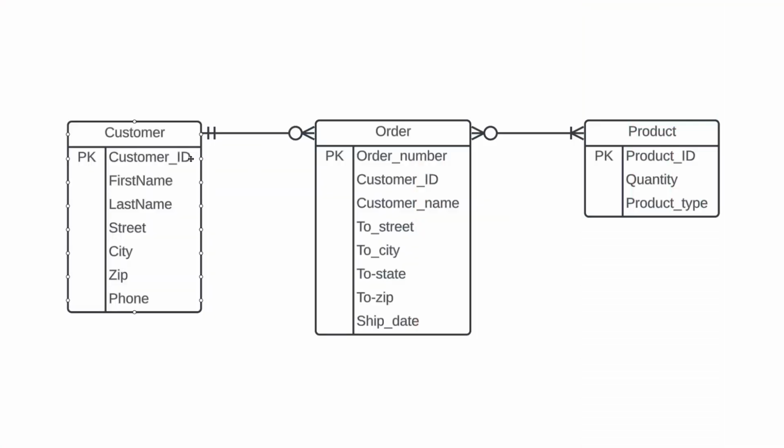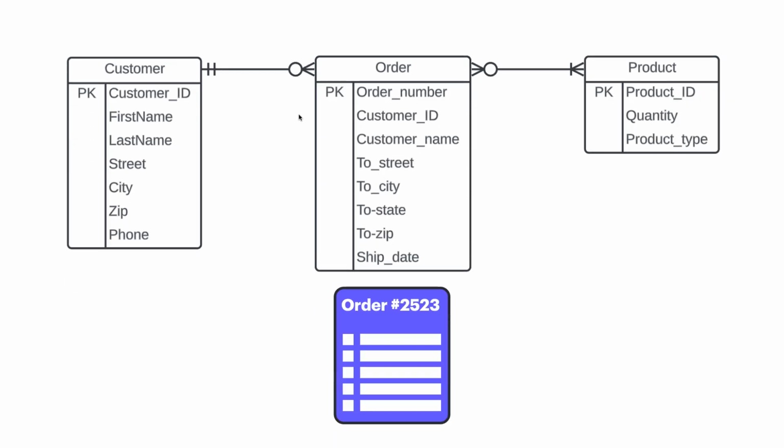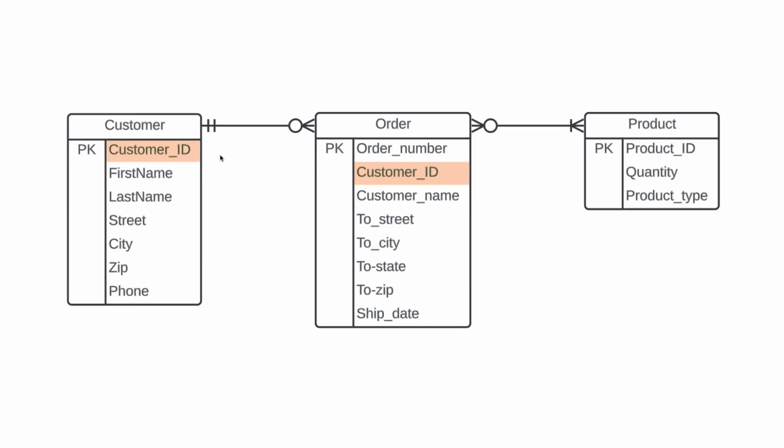We've already established customer ID as the primary key for the customer entity, but that same attribute is also over here in the order entity. Why? Because for each order, we want to know exactly which customer placed that order. The order entity is simply referencing the customer ID from the customer entity. That makes it a foreign key here, so we'll mark it as such.